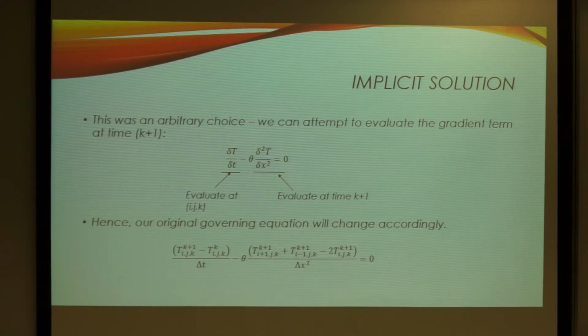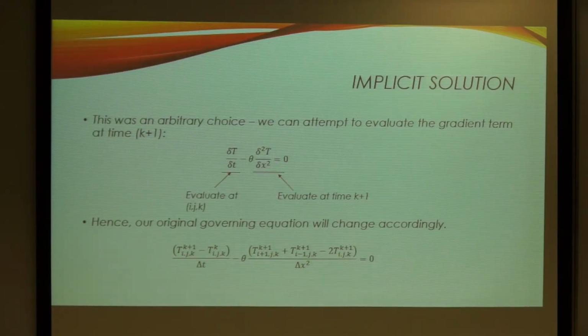Now, the previous week, we preferred to use time k because it made the equation for T at k plus 1 very easy. It was just a straightforward calculation. But now, we need to solve for T at k plus 1. We have 1, 2, 3, 4 temperatures at k plus 1. We have T of k plus 1 at ij here, and T at i plus 1 and i minus 1 at k plus 1 here. So we can't solve for the new temperatures one at a time.